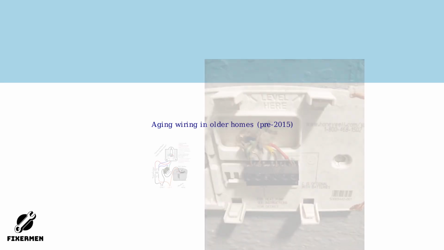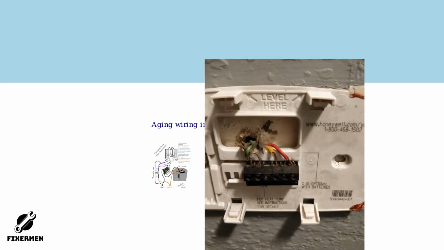Component failures within the indoor unit, such as faulty circuit boards or capacitors, can also lead to the E1 communication timeout error. Electromagnetic interference from nearby electronics can disrupt the communication signals between the indoor and outdoor units, causing the E1 error. Aging wiring, especially in homes built before 2015, is a frequent culprit due to wear and tear over time that affects the reliability of the connections.